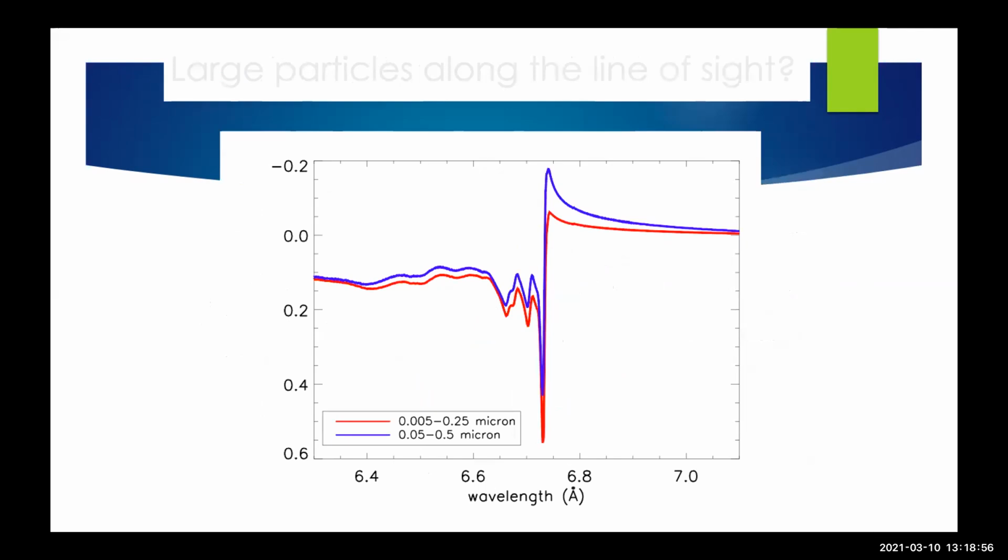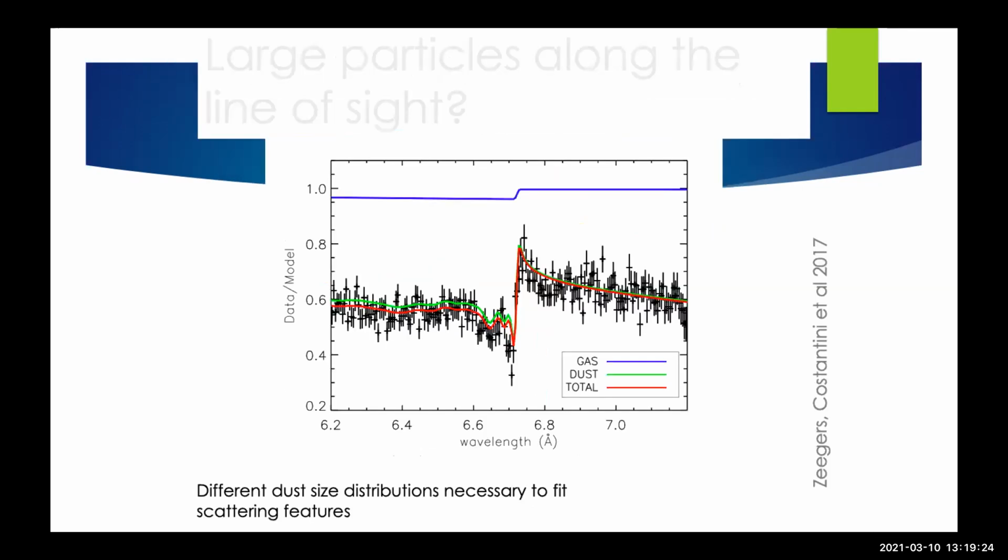Because, for example, if you compute the same transmission with two different dust size distributions, you see that this peak, the pre-edge peak, increases if you increase your dust size. So here is a comparison between a classical distribution in the red line and something that is more skewed towards large grains. So if you actually include large grains, this could be a possibility of better fitting the pre-edge in this particular source.